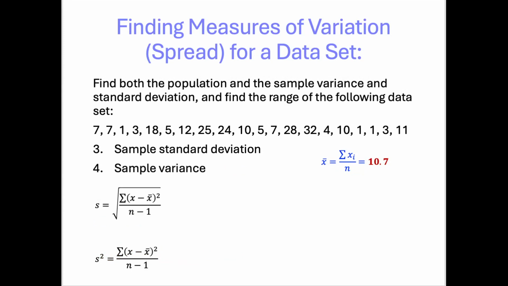Now let's look at the sample standard deviation and sample variance. Notice the difference that we have on the formula with the sample standard deviation. We use S instead of sigma. Sigma is used for population. We use those Greek letters for the population.